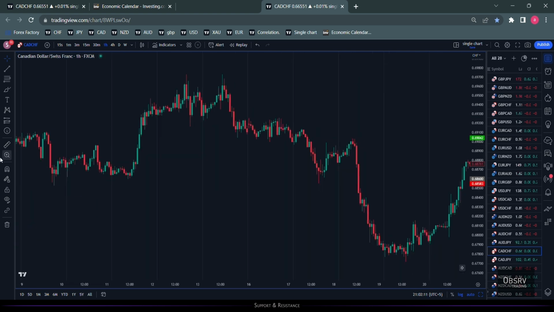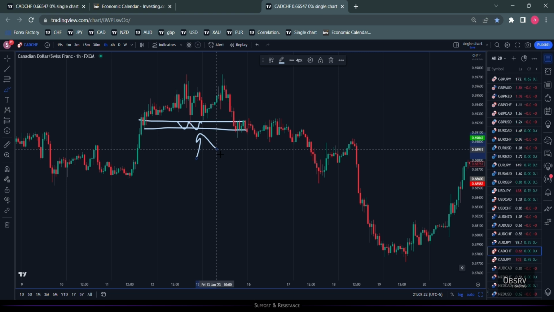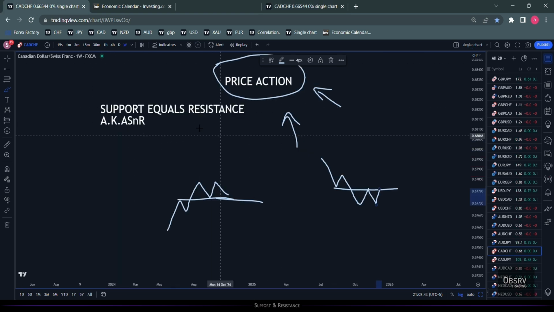Same anywhere else. The area could start here, it could end here, and anywhere in between, the price could react. So the important thing to remember is that it's not a specific price or a line. It's more or less an area where the price comes up or down to, starts reacting, and starts going in the opposite direction.